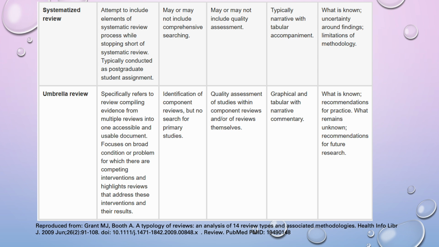The systematized review attempts to include elements of systematic reviews while stopping short of a systematic review, typically conducted as postgraduate student assignments. Umbrella review specifically refers to a review compiling evidence from multiple reviews into one accessible and usable document. It focuses on a broad condition or problem for which there are competing interventions and highlights reviews that address these interventions and the results.